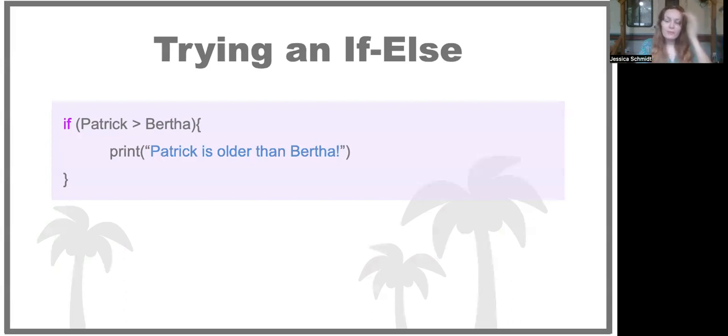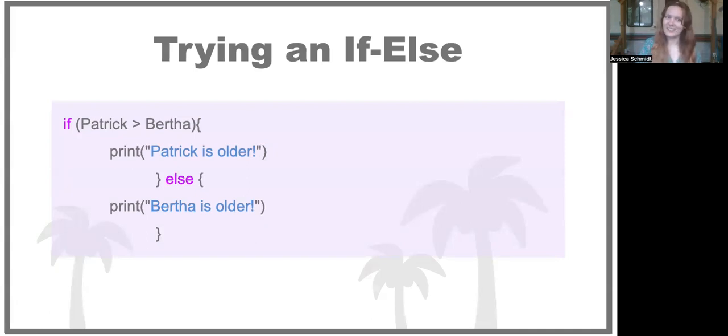So if you've been paying attention so far, nothing should happen. Nothing at all, because Patrick is not bigger than Bertha. Bertha's way older. So R is going to look at this and say, well, the condition is not met. I'm not going to do anything in the code block. So here's where we can bring in our else. Else is quite handy. Remember, if I'm not home by 7, I'll cook dinner. Else, do it yourself. So now we're going to put in that do it yourself section.